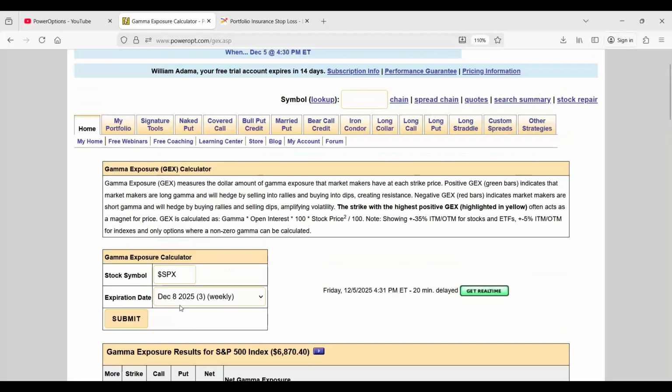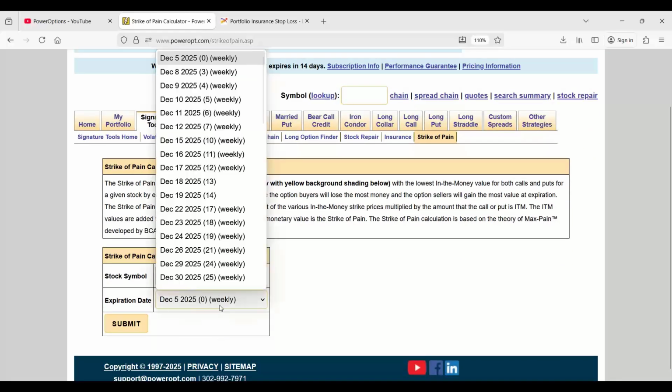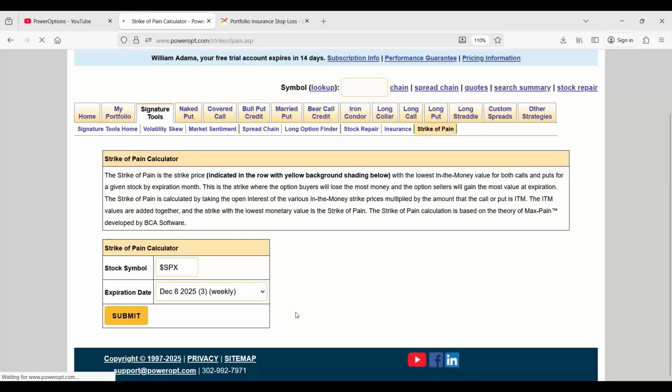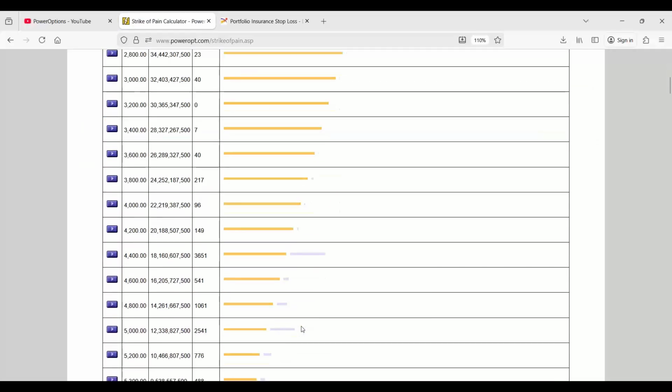Oh, is the max pain very different? Let's take a look. Let's go to Signature Tools, and let's go to Strike of Pain. We're going to keep with SPX, and I'm going to look for the Strike of Pain for our same date on Monday. Now, I don't know if this is vastly different. I'm just curious because I've never compared these two.